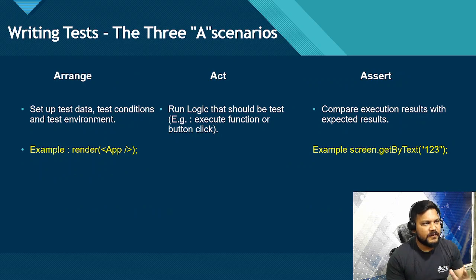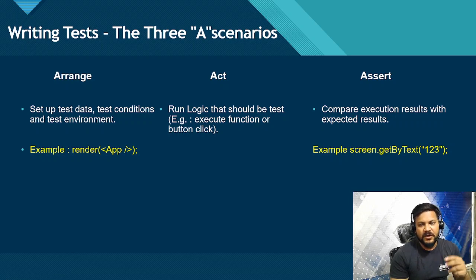So now we are writing the test that has three A's. The first A is arrange. Arrange means set up the test data, test conditions and the test environment. For example, render will render the app component, and in our case we are going to render the hello world, hello component. Sometimes we set up test data, like dummy data from our projects, or test conditions we need to pass here. And act is the logic that should be tested.